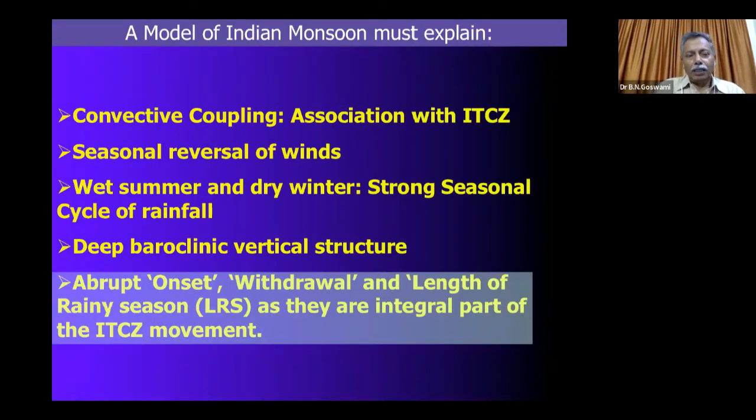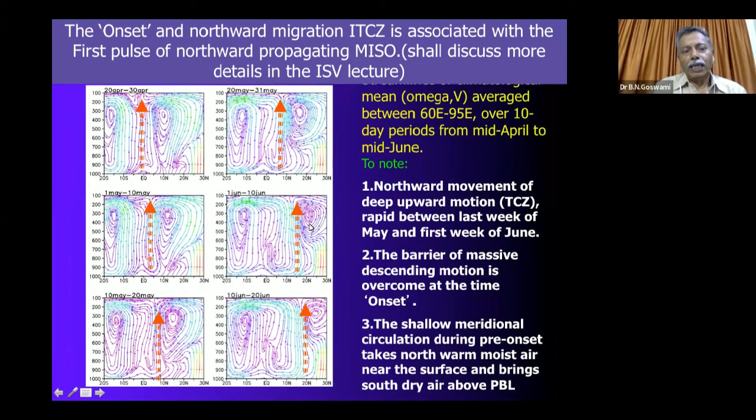So therefore, these few points we have already discussed. Now let us try to discuss if this model can explain the abrupt onset and withdrawal of the monsoon and the length of the rainy season. In fact, if you look at the progression of the onset from the climatological mean data, the stream function and the vertical velocity, between 20th May to 30th May, 31st May, and 1st June to 10th June, there is a big jump, and that is when the onset takes place.